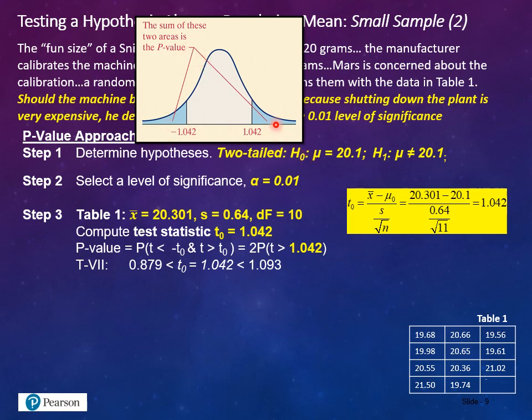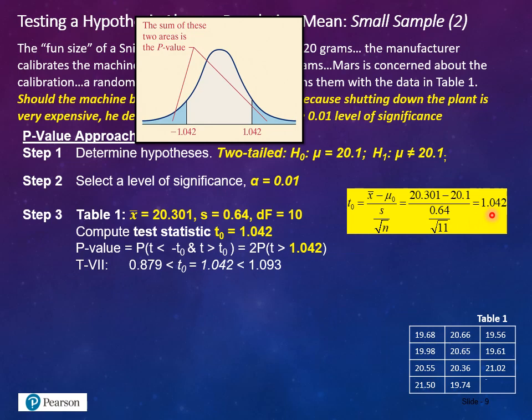In order to find the probability using the p-value approach, we need to find the areas in both of these. What we know is that it's symmetrical, so if we find the area in one side, we can just multiply it by 2. So what we're going to do is find the area of the right critical region, or the right shaded region, and then multiply that by 2.